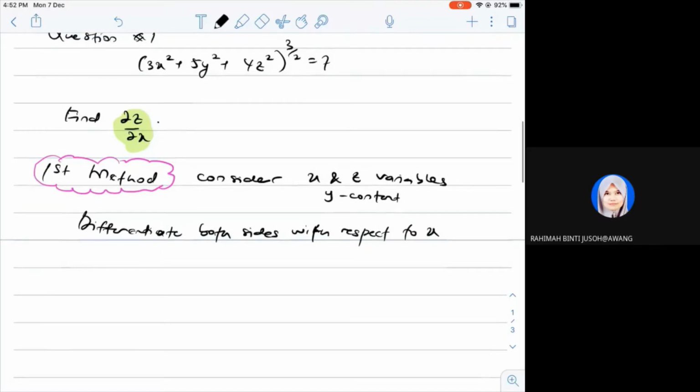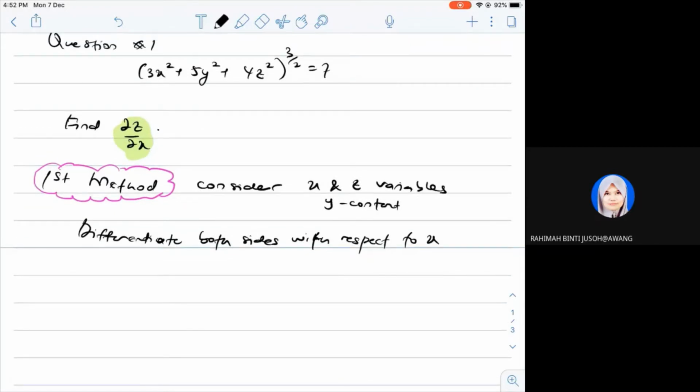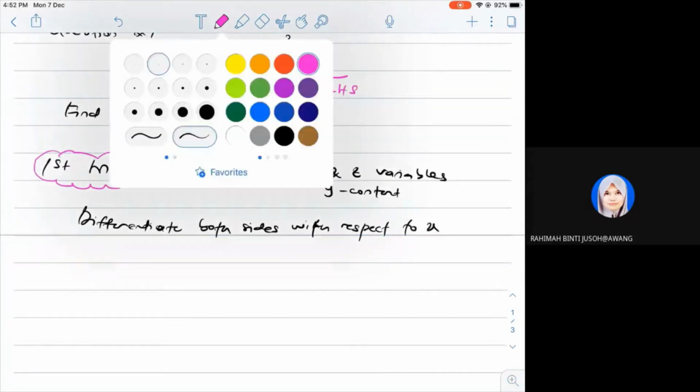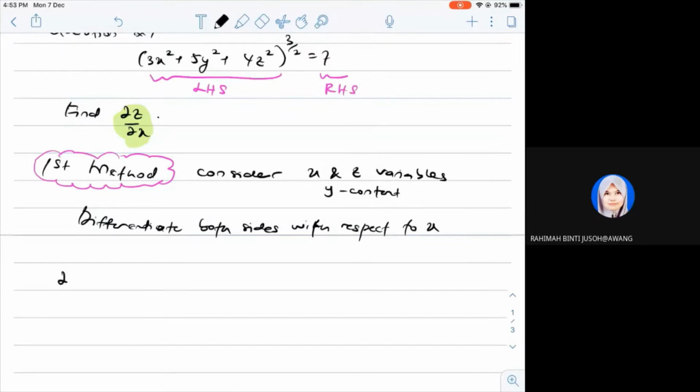Okay, so we differentiate both sides. Meaning that this is the left hand side and this is the right hand side. So we differentiate both sides. We will have del over del x of 3x squared plus 5y squared plus 4z squared to the power of 3 over 2. This is for the left hand side. And then for the right hand side, again you have to differentiate del over del x of 7.